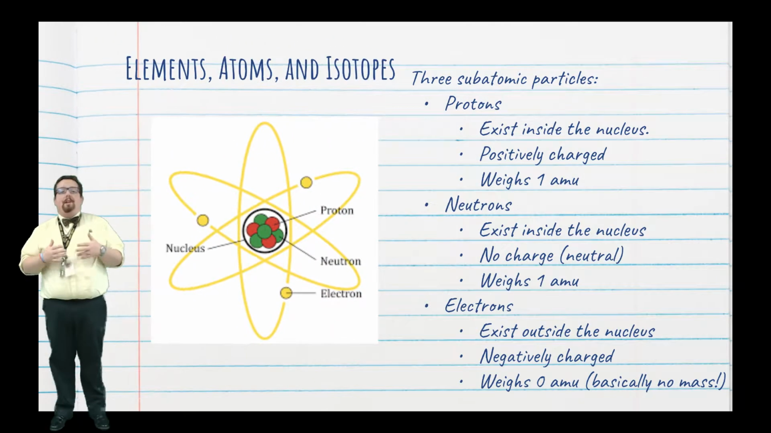So now that we know what all it took to get behind our current theory of the atomic model, let's study it a little bit more. There are three particles that are smaller than an atom. These are known as subatomic particles.